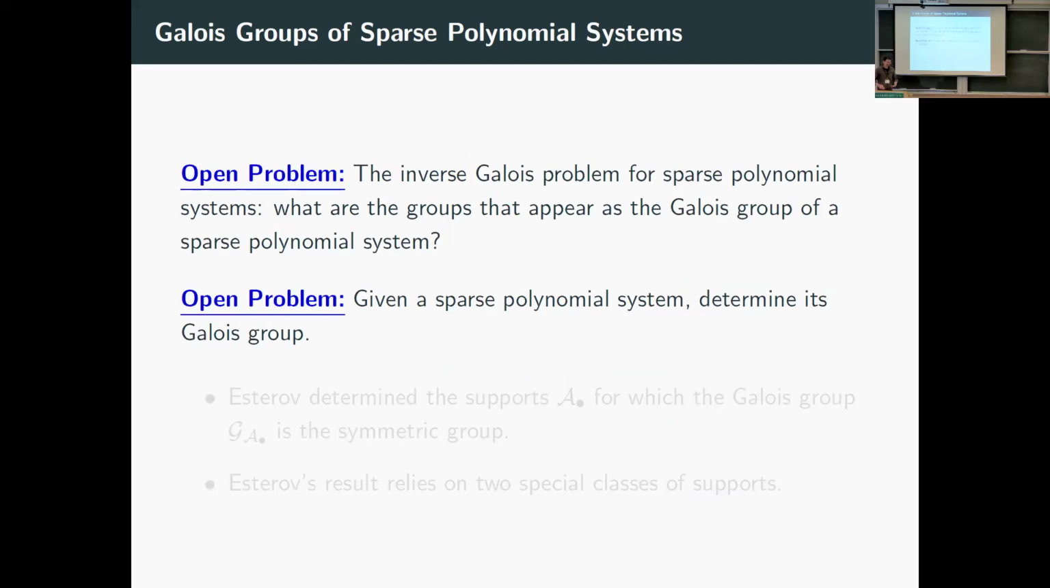So we end up with just two open problems then. The first one is the inverse Galois problem, which is a famous problem, but we can phrase this in terms of sparse polynomial systems. We can ask, what are the groups that appear as the Galois group of a sparse system? And this is a very, very, very hard problem. There have been a couple of conjectures along the way, and every single one of these conjectures has just been wrong. I will say if you know of a conjecture, it's very likely somewhat uninformed. There's not really a good guess of what the answer for this problem is.